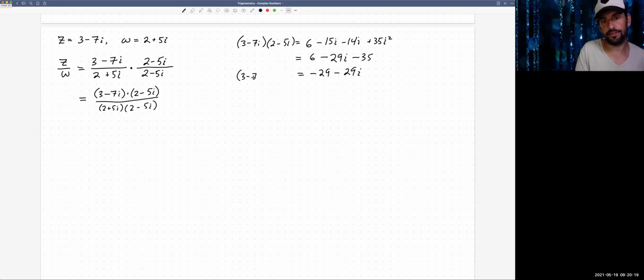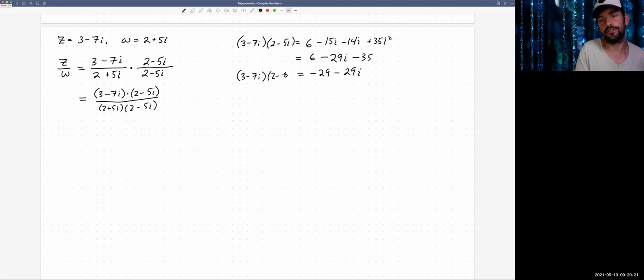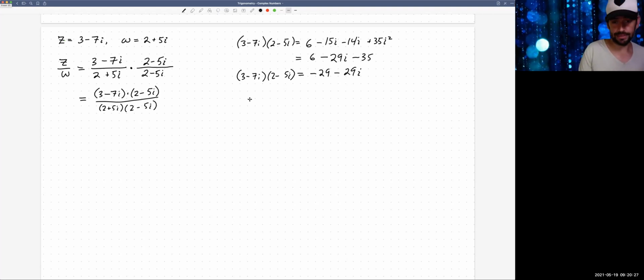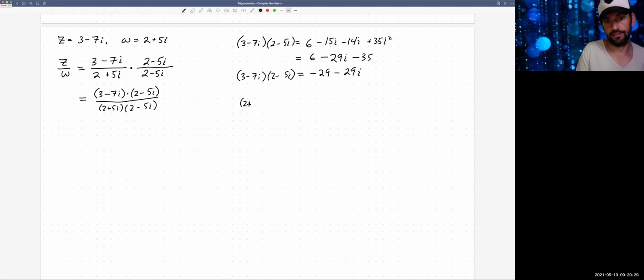Let's write this: 3 minus 7i times 2 minus 5i. So far, nothing too surprising or useful shows up. But let's look at that denominator. Here's where something fun happens.